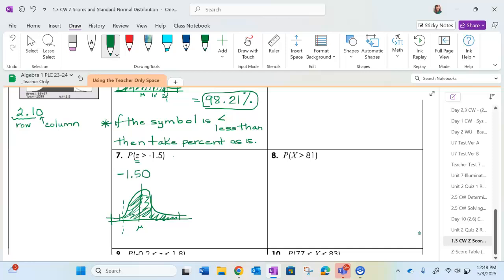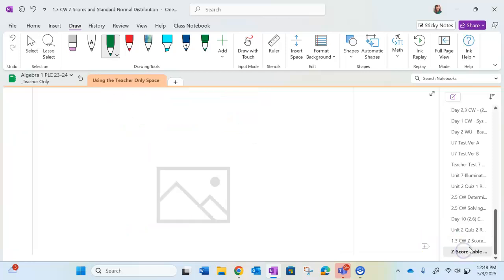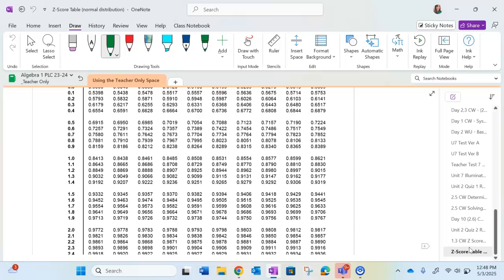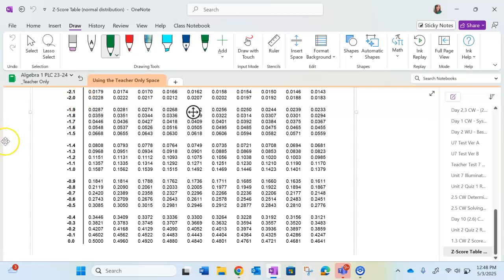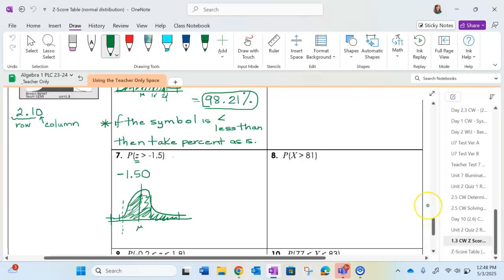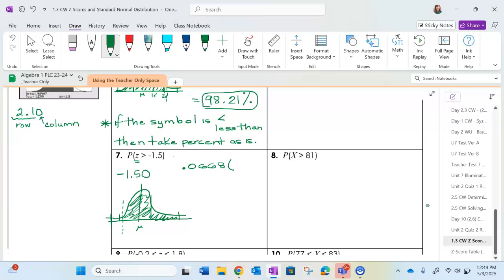All right, let's go to our z-table and go find negative 1.5. All right, so we're in the positives. Let's go back up to the negatives, and it's negative 1.50, so it's 0.0668. Okay, now let's do this. Let me get back here. So it's 0.0668. Okay, I'm going to multiply it by 100 because I'm going to change it to a percent, and it's 6.68%.